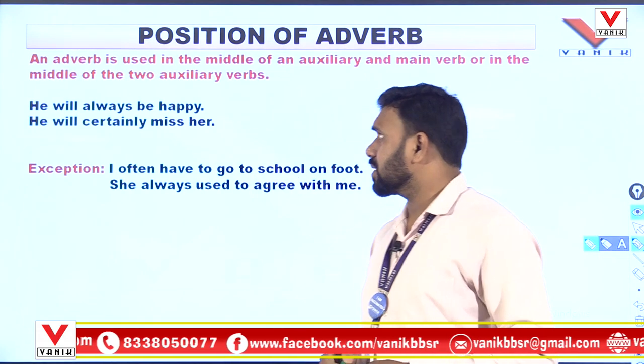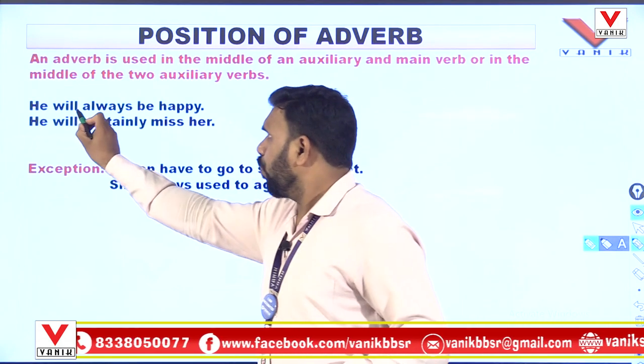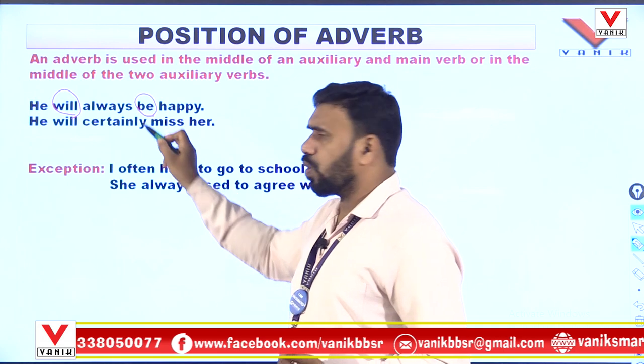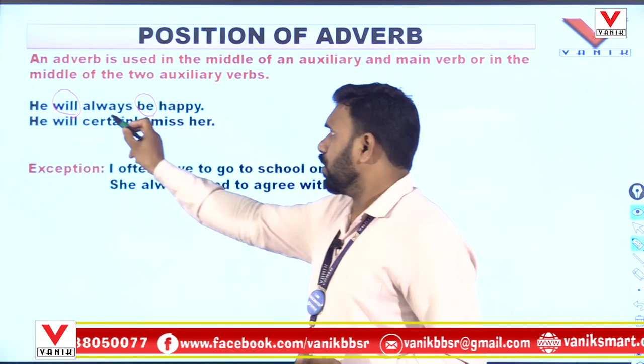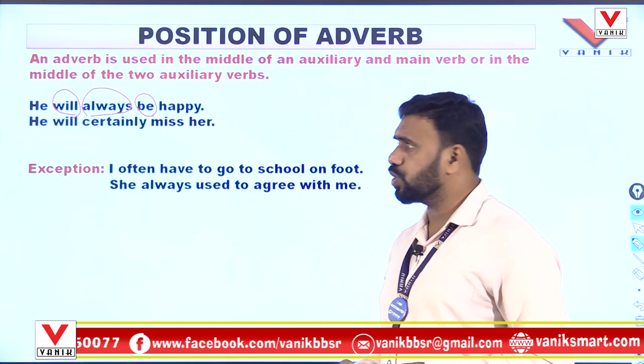Now read this sentence. He will always be happy. Here, will is an auxiliary verb. Be is also an auxiliary verb. So, it is adverb ta ko always asila. Ka majhre basichi? Will au be majhre basila.